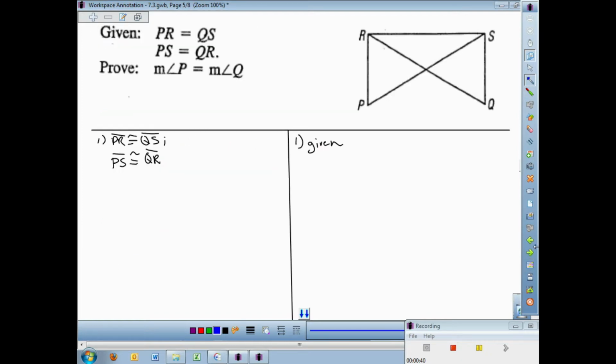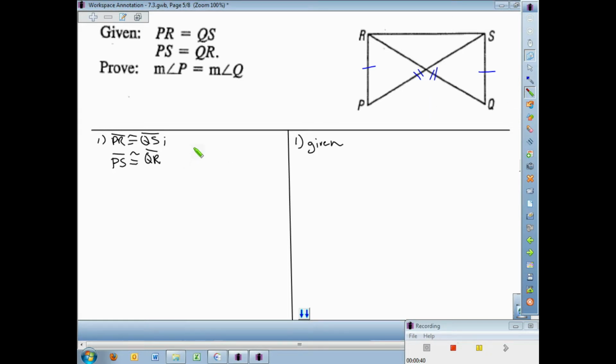Next, let's mark what they've given me. Segment PR is congruent to segment QS. Got that marked. Segment PS is congruent to segment QR. Remember, you want to put those tick marks as close to the middle as possible without going over the top of stuff. And they want you to prove that these angles are congruent. So we've got to find the triangles. That's why I say let's highlight.